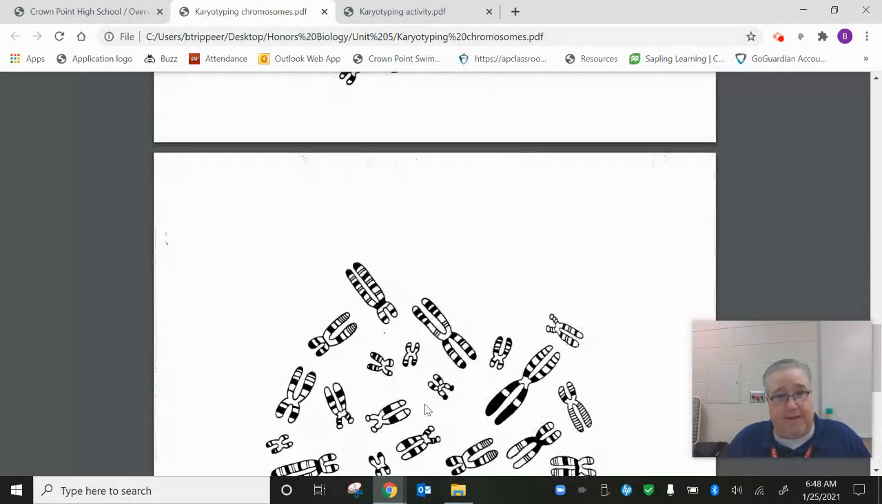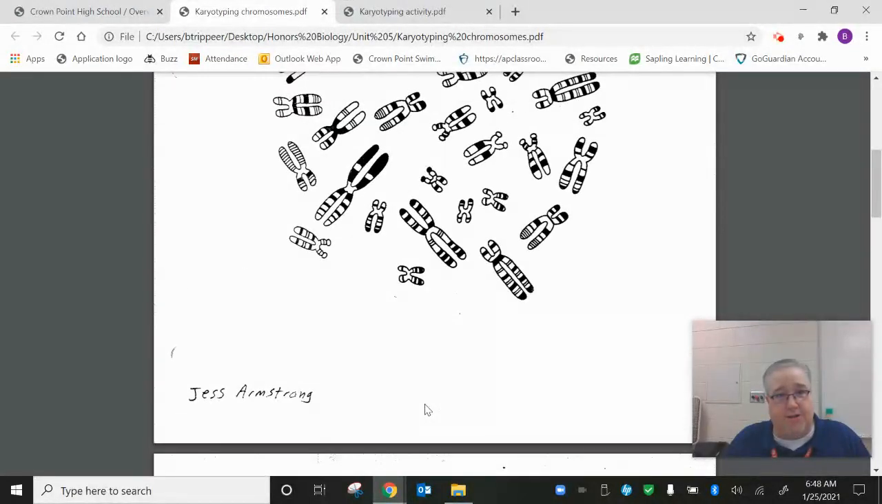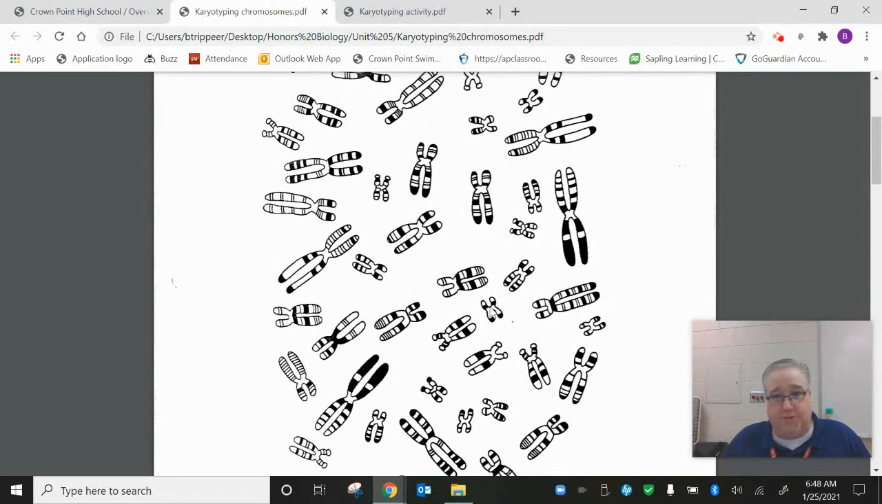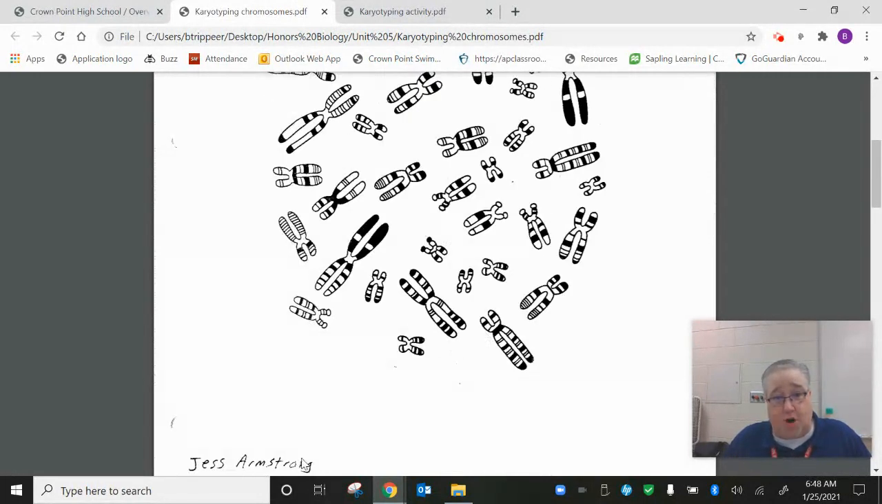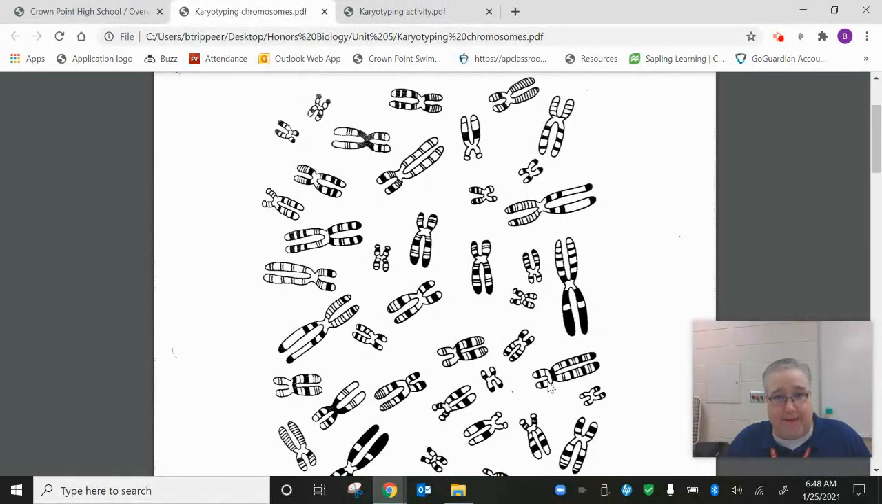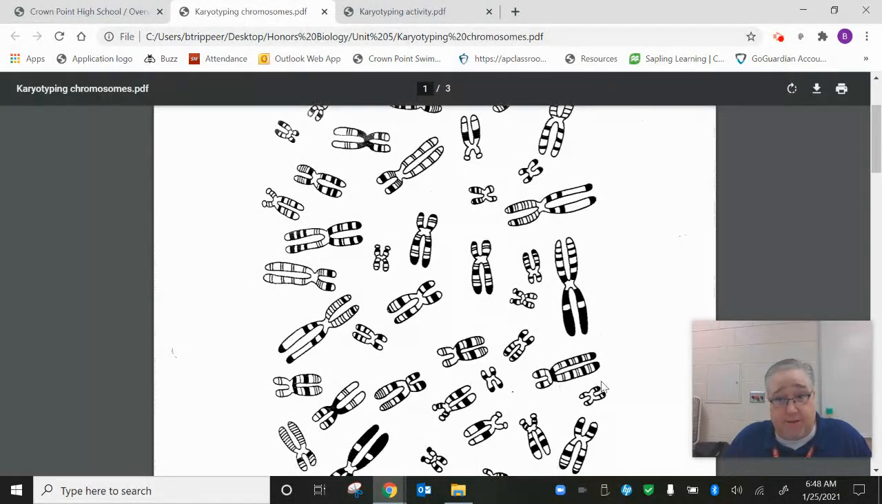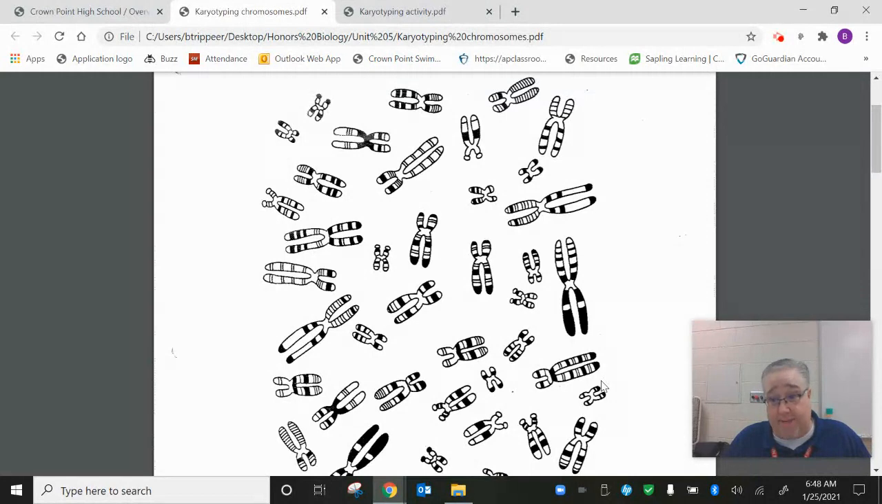All right, now these chromosomes, what I want you to understand, these chromosomes are not the woman's, they belong to her baby. So for example, these chromosomes on this first page, these are Jess Armstrong's baby's chromosomes. It's our job to sort through these and find out if there's anything wrong with Jess Armstrong's baby.